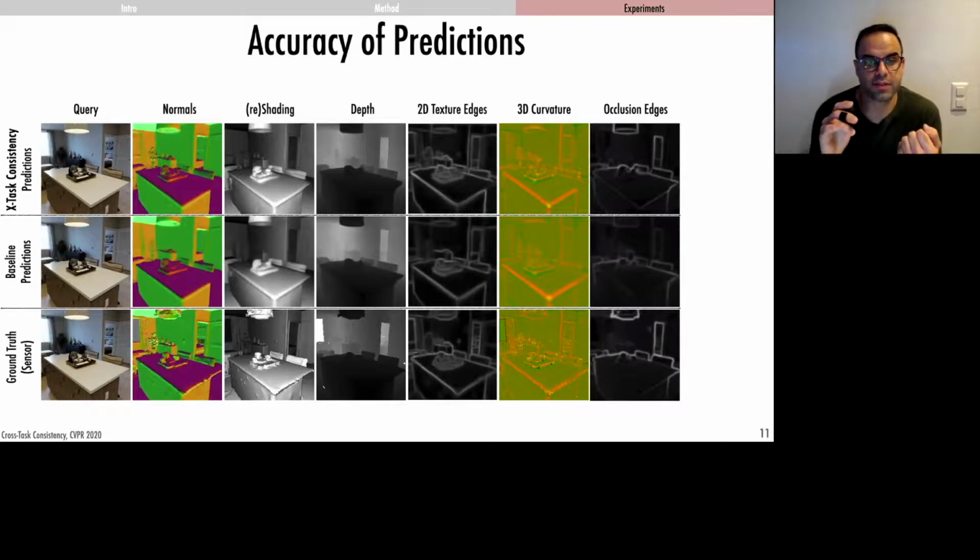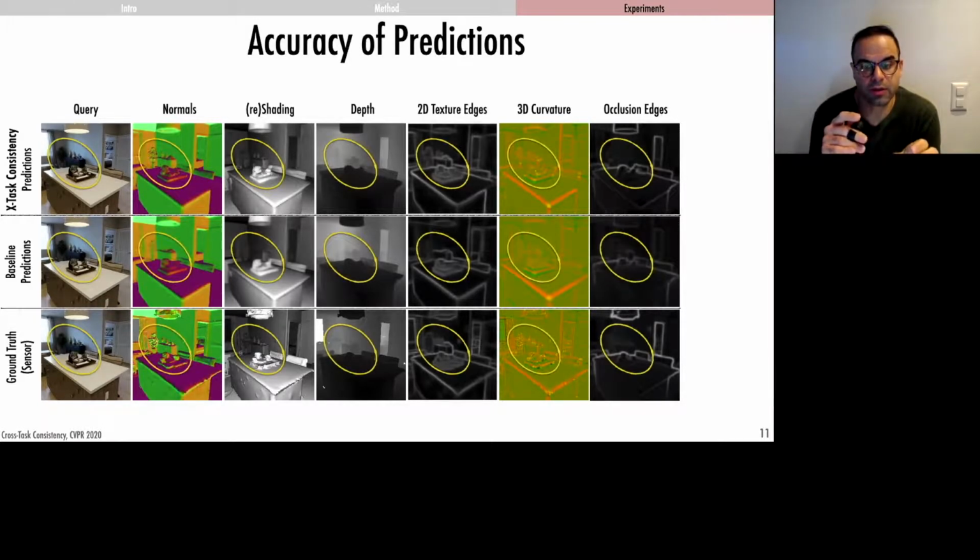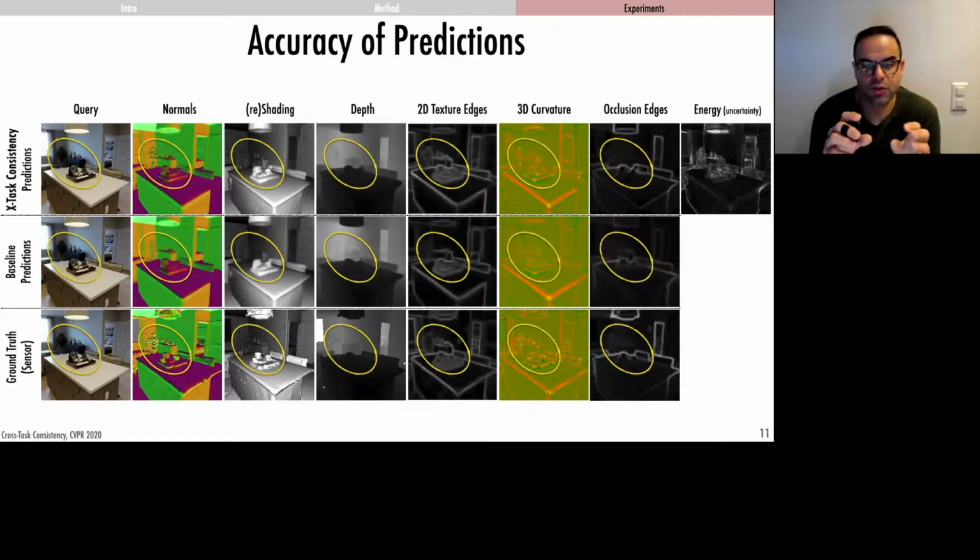Here's a qualitative comparison for several prediction domains. You can see that consistency notably improved the results, especially in the fine-grained details like in the yellow markers. And this is the corresponding pixel-wise consistency energy. You can see that the high energy areas usually correlate with the challenging and error-prone parts of the image.